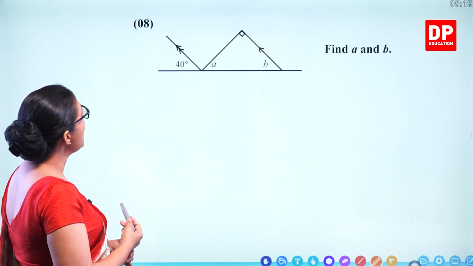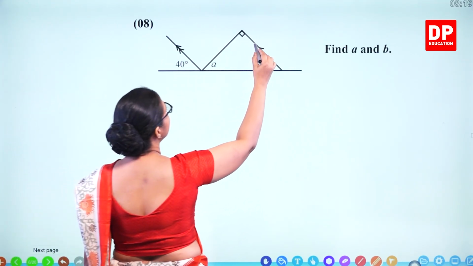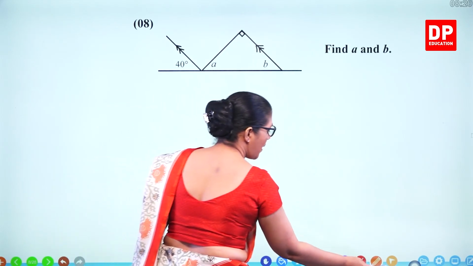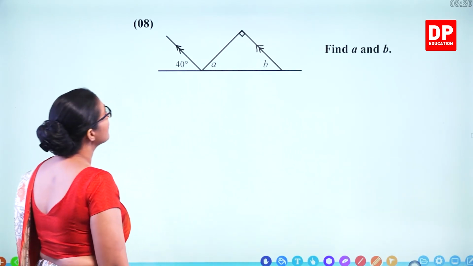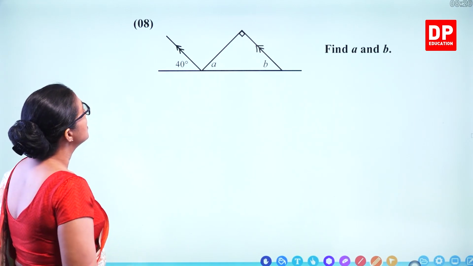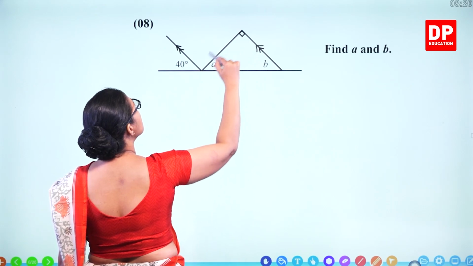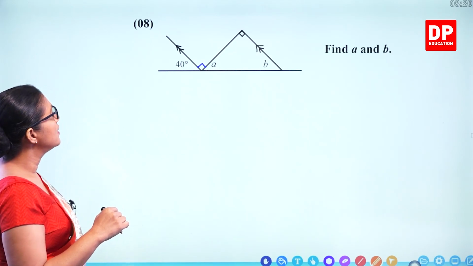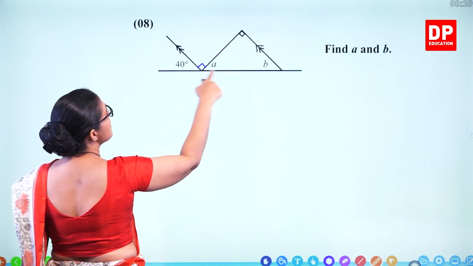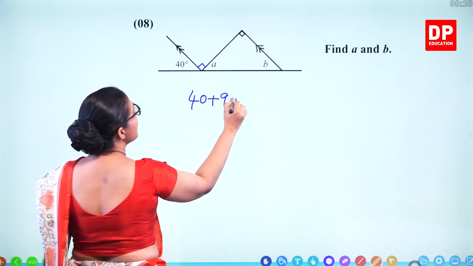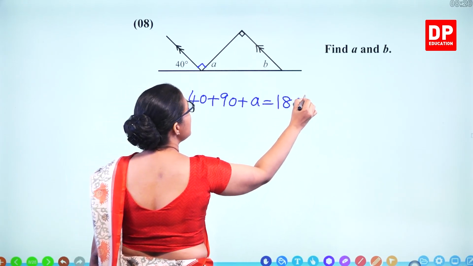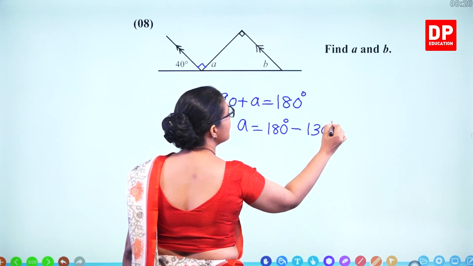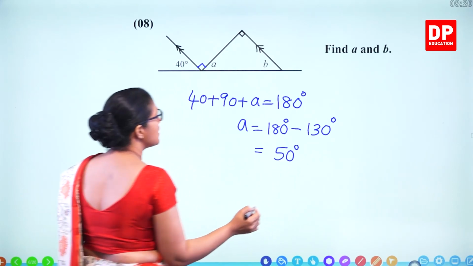Question number 8. Find A and B. These 2 lines are parallel, and these 2 lines are also parallel. How can you find out? This is 90, so Z angle, this is also 90. Alternate angles are equal, so you can create an equation. This is a straight line. 40 plus 90 plus A is 180. So what's A? 180 minus 130, so you get 50 degrees.